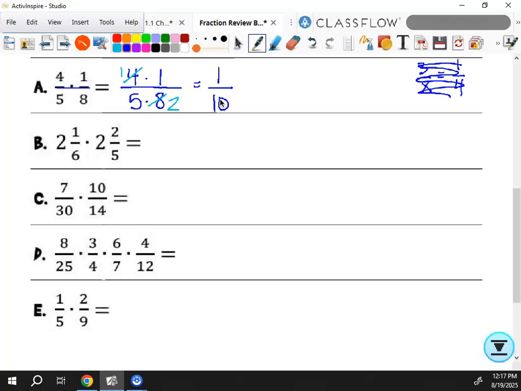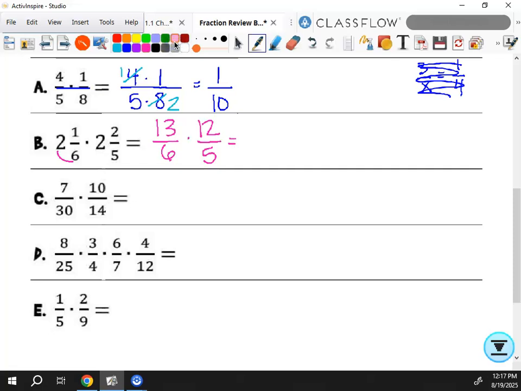All right. So on B, what's the first thing we want to do? Can I multiply 2 times 2? Yeah. We got to change the mixed number to an improper fraction. So I do 2 times 6 is 12 plus 1 is 13 over 6, times 2 times 5 is 10 plus 2 is 12 over 5. Okay. Now, we're capable of multiplying 12 times 13, but we don't want to do it unless we have to. And we don't have to because we can reduce.